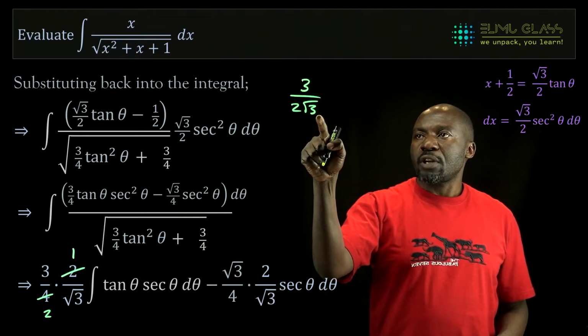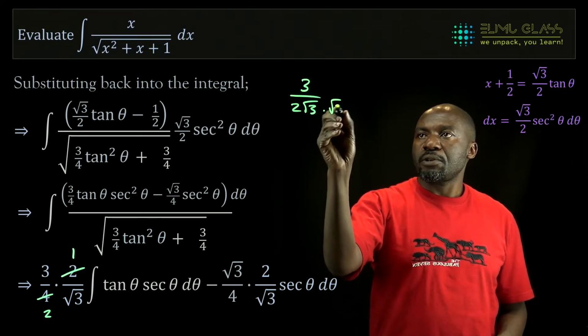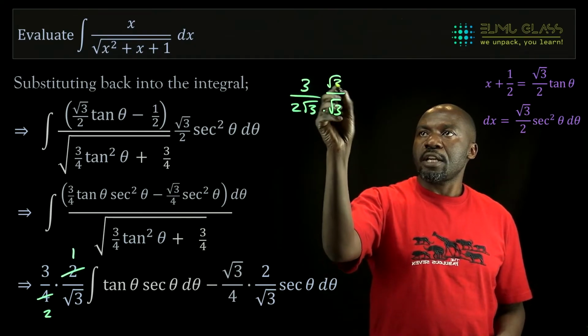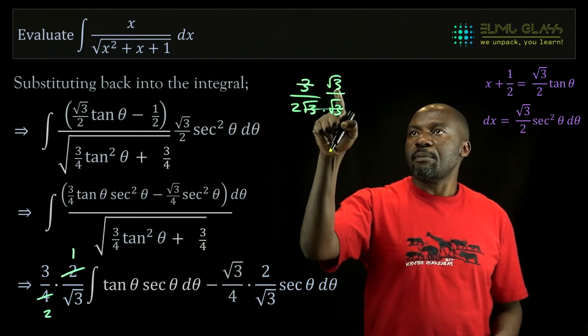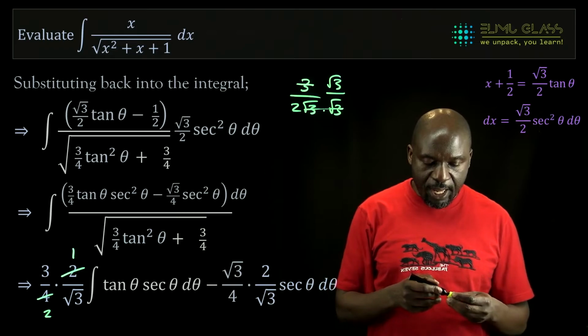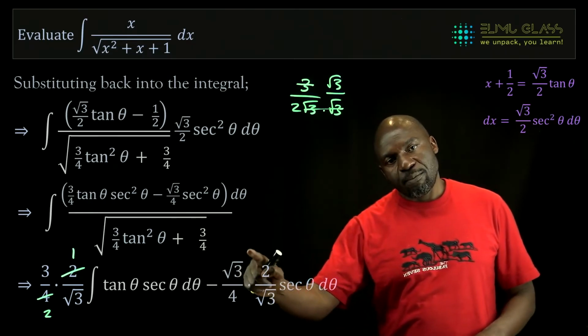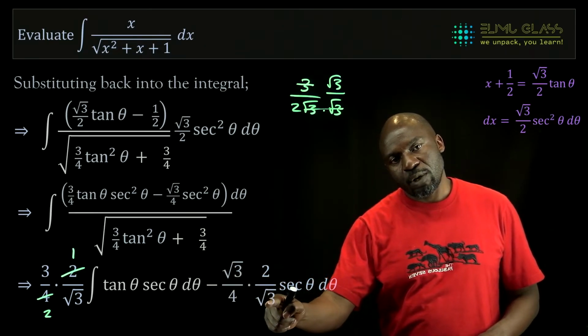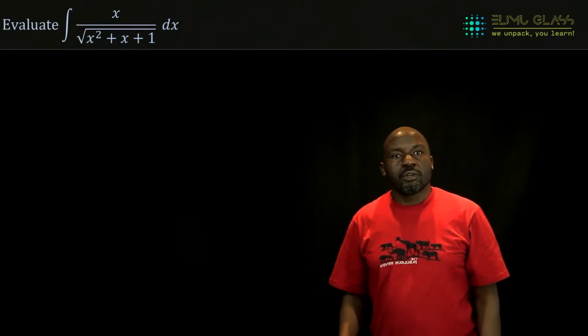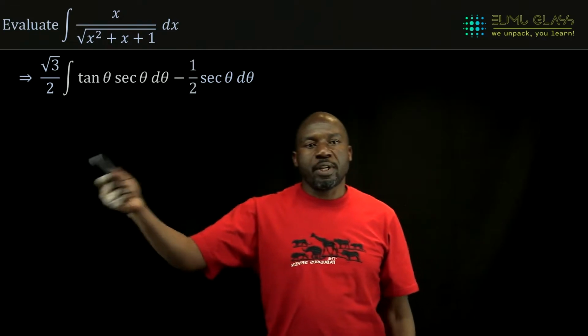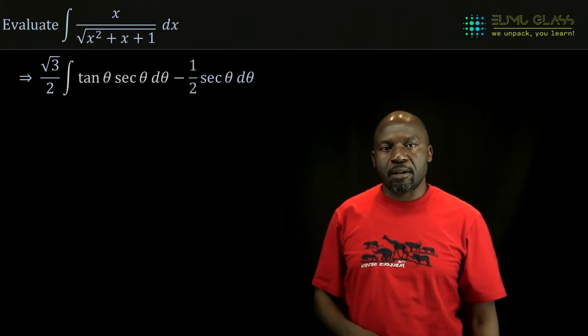I can rationalize the denominator by multiplying by root 3 and root 3 like that. So this becomes 3, which cancels that, and I'm left with root 3 over 2 like that. Similarly, if I simplify this, root 3 and root 3 will cancel, and I'm left with 1/2. And so when we simplify that, this is what we get, minus 1/2 sec of theta.